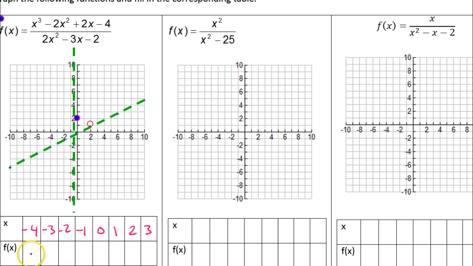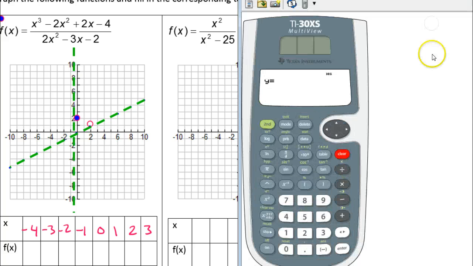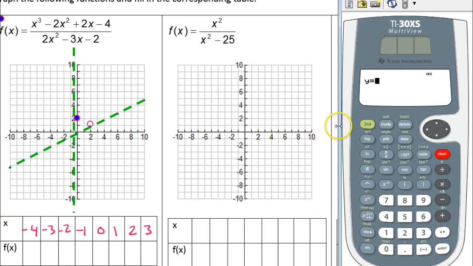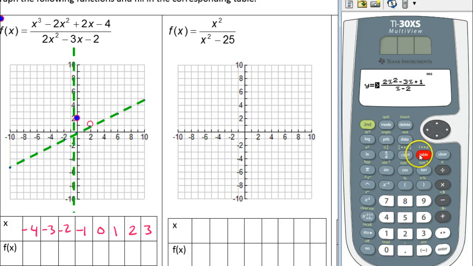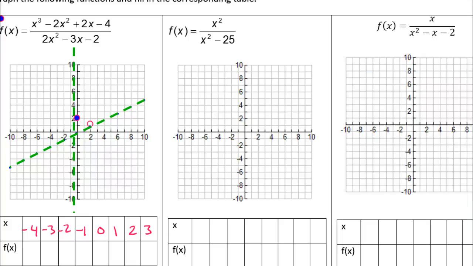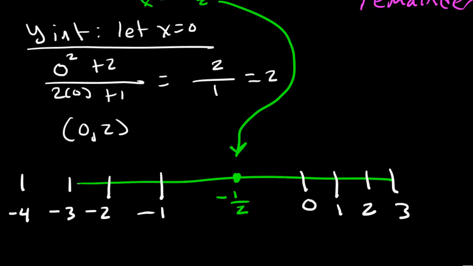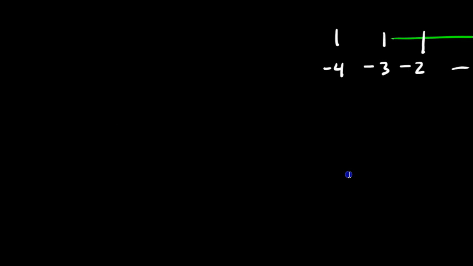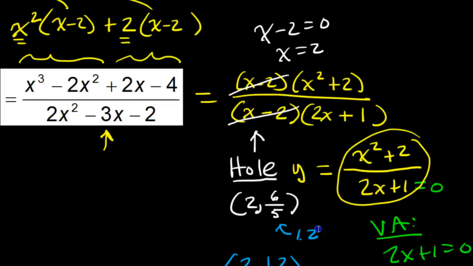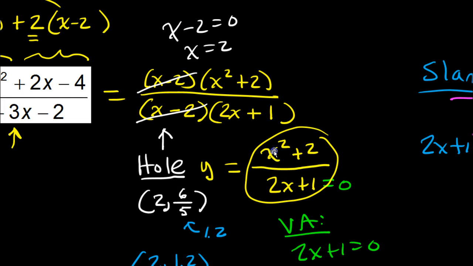Now I just need the y values to go with these x values, and for that, I'm going to use my calculator. Table feature. I'm not going to put the original function in. I am going to use the simplified version that we got. If I could just find it. Here it is in yellow: x squared plus 2 over 2x plus 1.